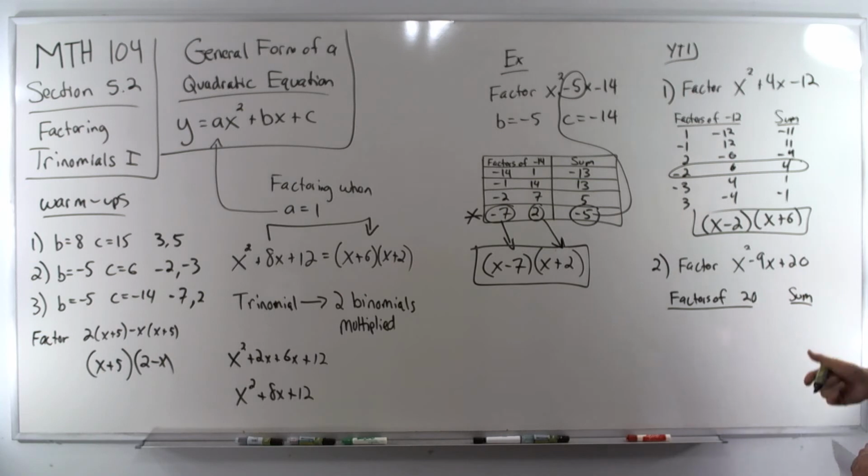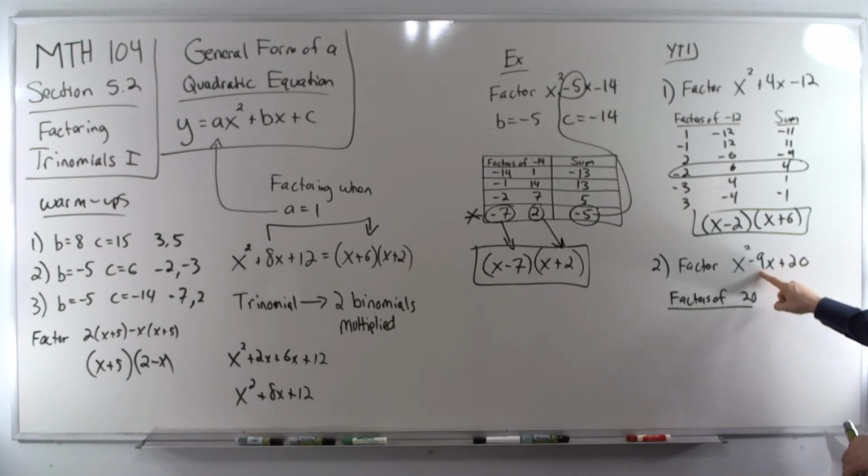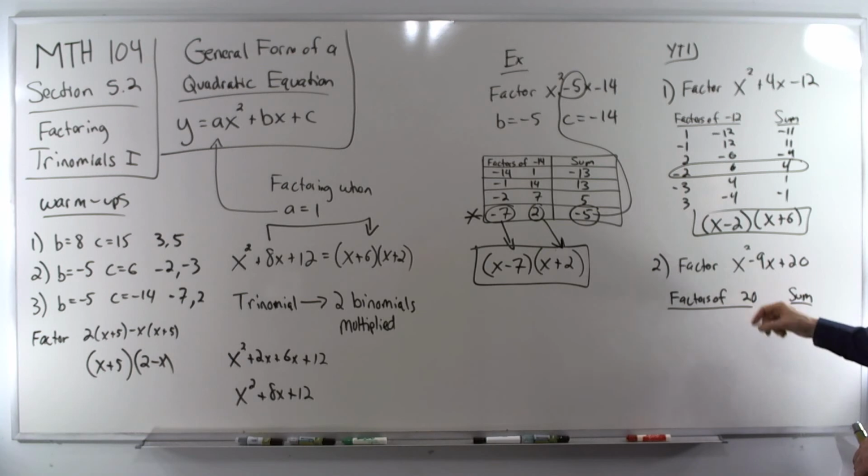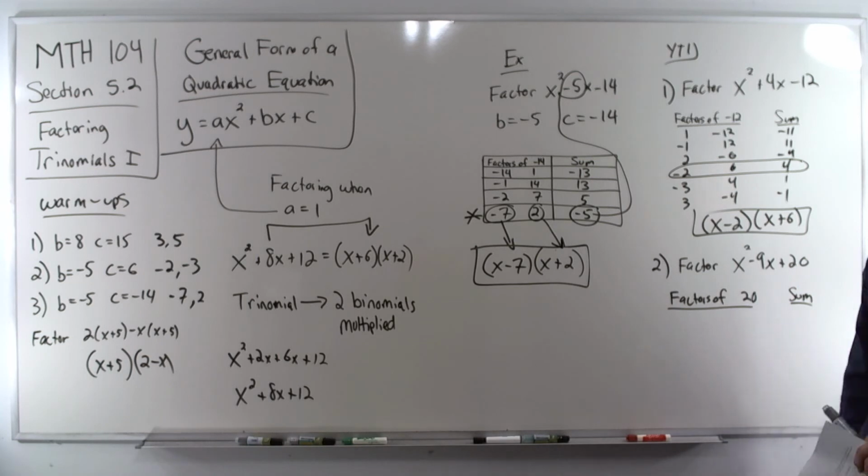Number 2, factors of 20. Okay, we have a positive value here. That means our two numbers could either both be positive or both be negative. To see which, look at the sign on the middle term. It's negative. So that means the numbers have to be both negative. So that means you don't even have to write down the positive numbers in the list. So a little time saver there.